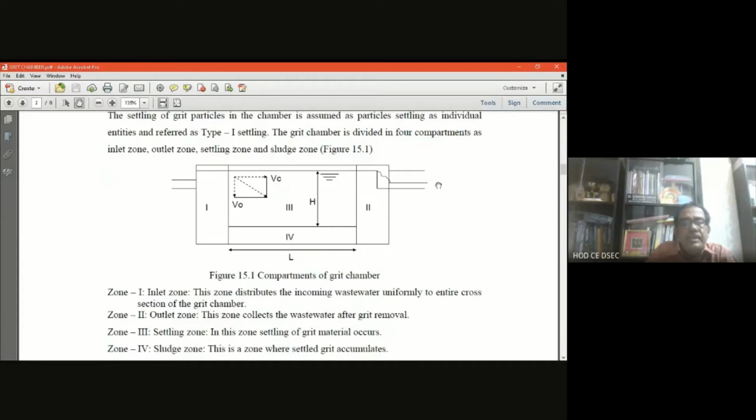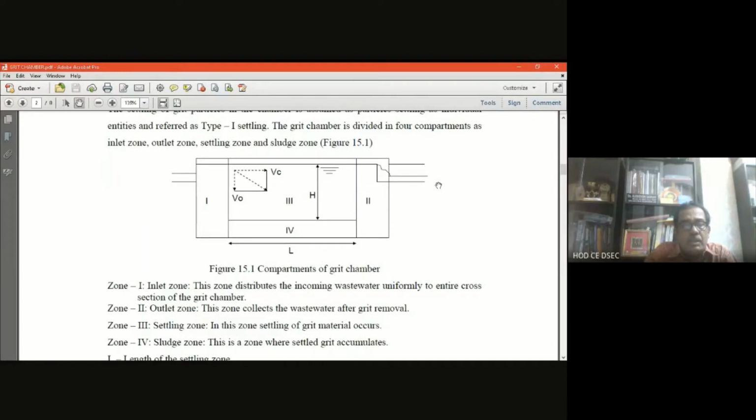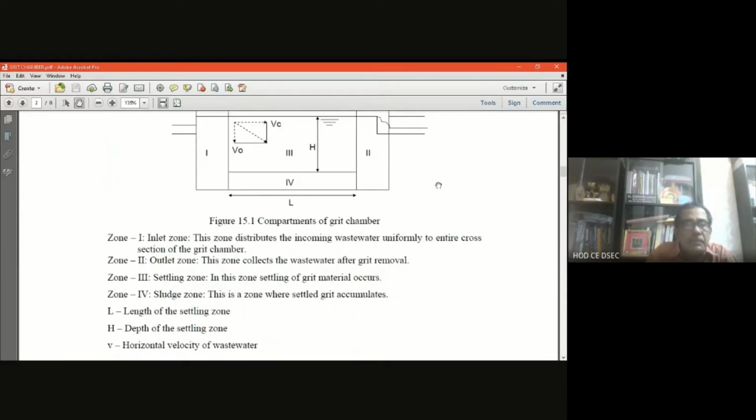And zone 3 is the settling zone, in which the settling of grit materials occurs. The bottommost zone, zone 4, is the sludge zone. This is a zone where settled grit accumulates. So we see the 4 functions occurring in the grit chamber, and accordingly it is divided into 4 zones: zone 1, inlet zone; zone 2, outlet zone; zone 3, settling zone; and zone 4, the sludge zone.